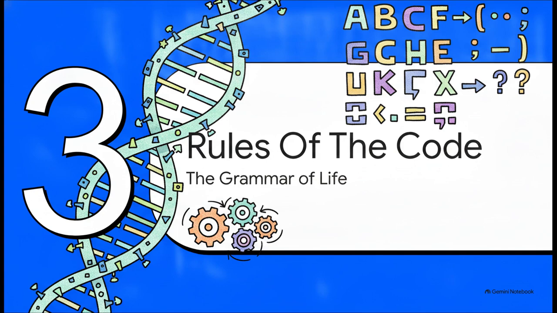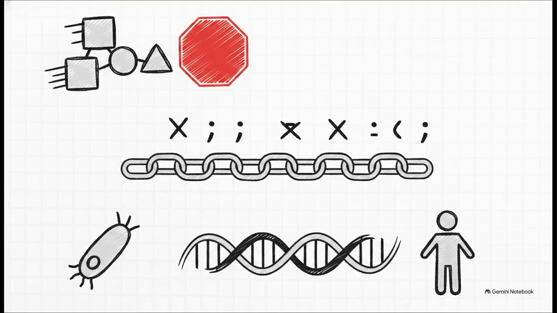Section 3, rules of the code, the grammar of life. Just like English or any spoken language, our DNA has strict grammatical rules we have to follow. First off, as Gamow predicted, it's a triplet code. 61 combinations code for amino acids, while 3 act as biological stop signs. Second, it's read contiguously. That means no commas, no spaces, just continuous 3-letter words read back to back.